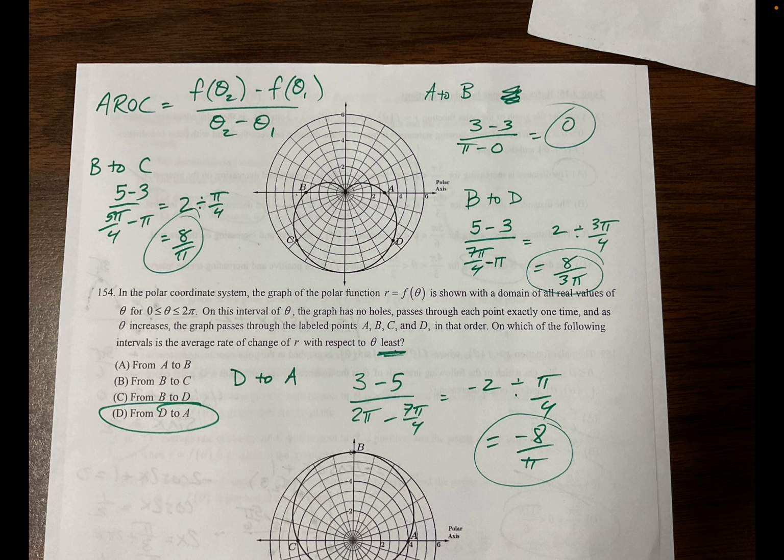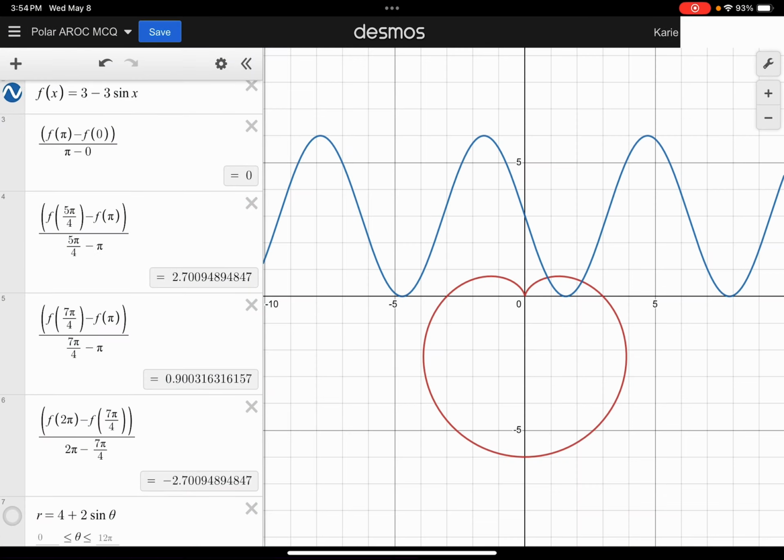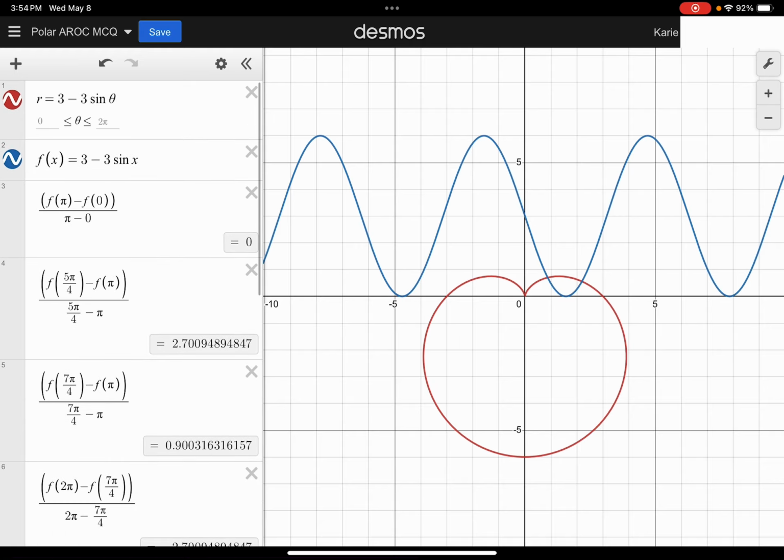So then I did f of 2 pi, hang on, let me look. f of 2 pi minus f of 7 pi over 4 over 2 pi minus 7 pi over 4, and that was that negative value. So that one was the smallest. So I guess I did it the best way possible. I'm not sure. I'm curious to see if anyone will comment and point me in a better direction on that problem. Okay, so that was the first one.